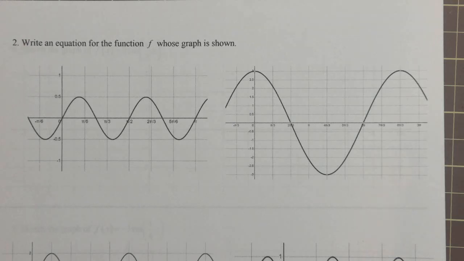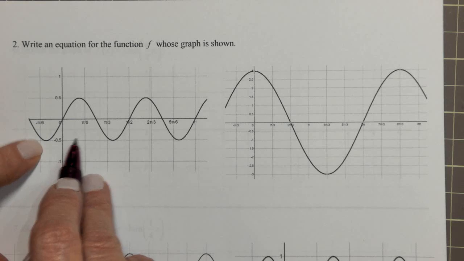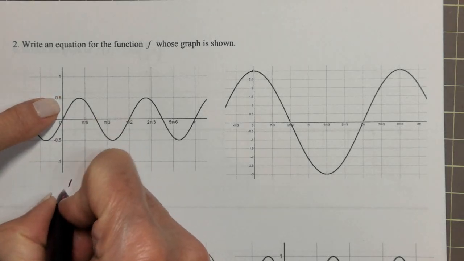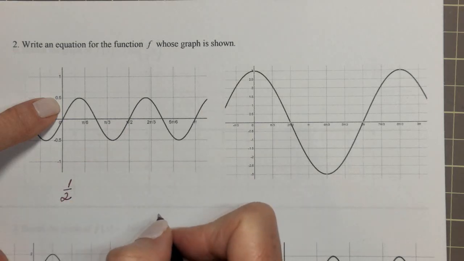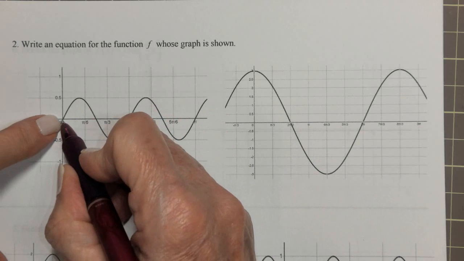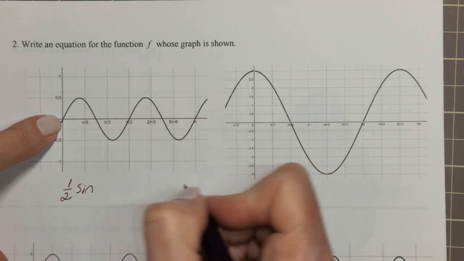Okay, let's write the equation for this function. Well, first of all, I see that the amplitude is 1/2. So I know it's going to be 1/2 in front. Okay? This looks like the sine curve because we're starting at 0. So it looks like sine. I'm going to go with it.